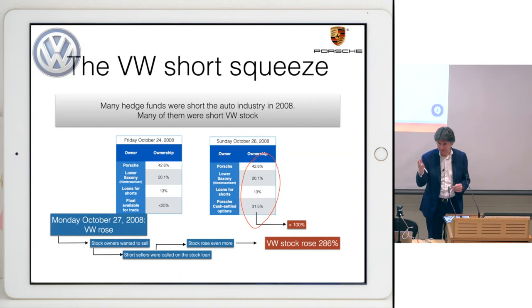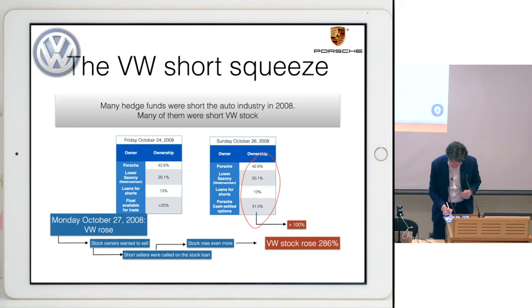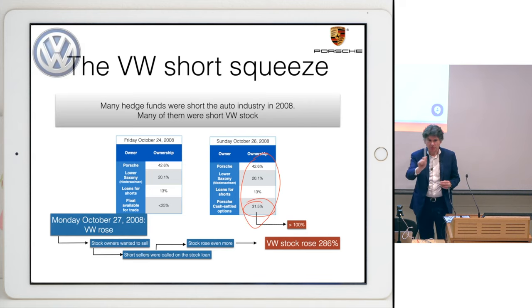Now your answer comes. The price went up, and why would the price go up? Two reasons, because it's forced to buy a lot of stock, and then also, Porsche was not buying stock. Porsche had the options already. So this is important, right? We've seen options. These options were not maturing on that Monday.